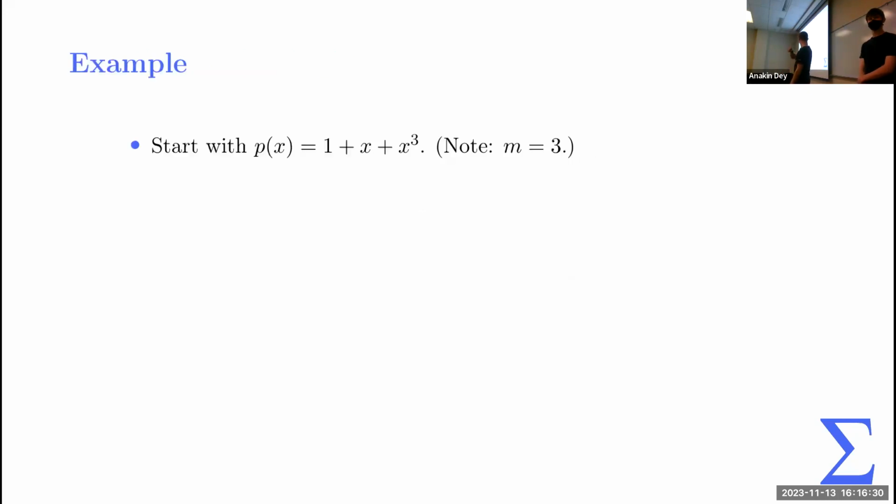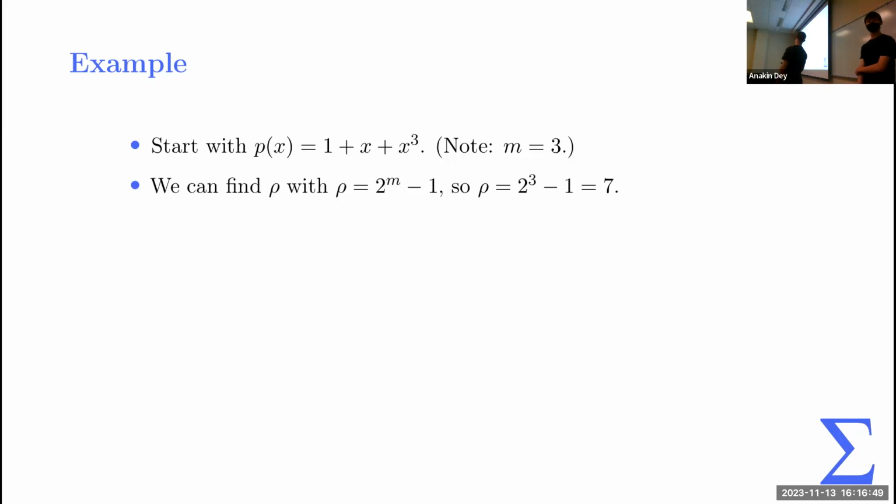This is still kind of random, so we're going to do an example with some arbitrary irreducible, prime polynomial. This can't be factored into smaller polynomials, and m here is 3. So then we find some rho. This is a property of cyclic codes, which we don't really need to go over, but we can find the period using this formula. So we find that rho is 7.